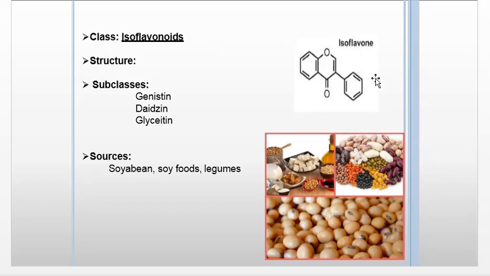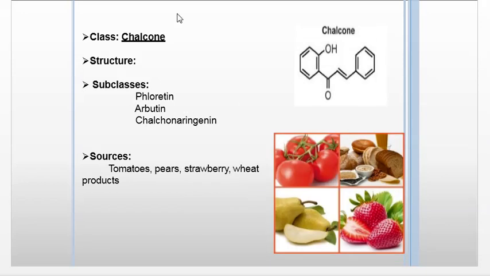Class isoflavonoids, the structure of the isoflavone. Subclasses: genistein, daidzein, and glycitein. Sources: soybean, soy foods, legumes. And lastly, chalcone. This is the structure of the chalcone. If you remember, it has an open C ring. Subclasses: phloretin, arbutin, chalconaringenin. Sources: tomatoes, pears, strawberry, and wheat products.